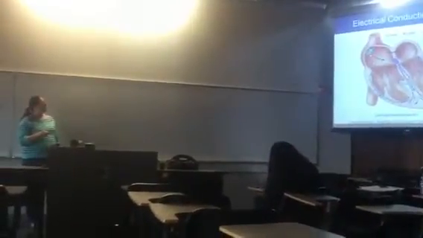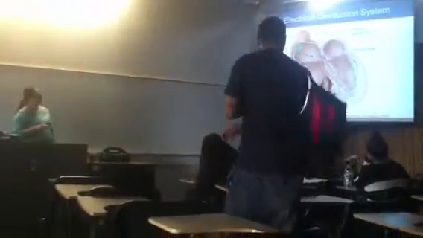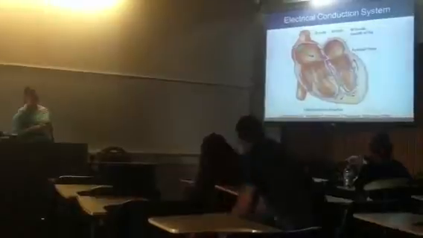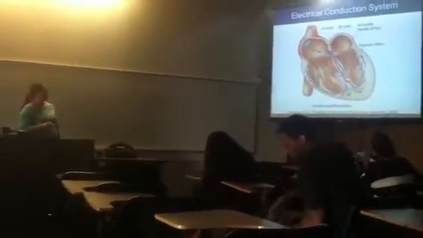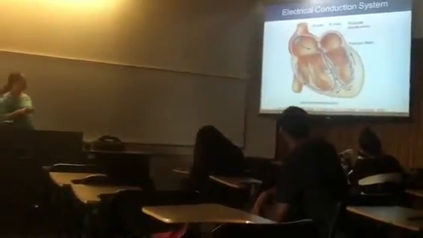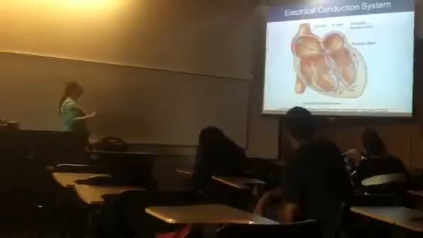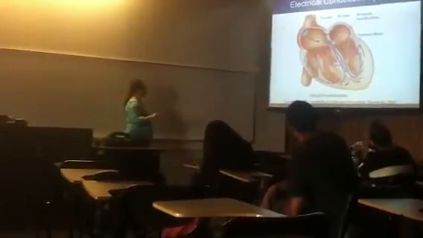Okay, the flow of electrical current is going to start at the sinoatrial node, and it's going to spread throughout the atria. It's going to hit the atrioventricular node, go through the bundle of His, or the AV bundle, split down the right and left bundle branches, and go up the Purkinje fibers, right? So electrical conduction system, it goes sort of in this plane, in this direction.